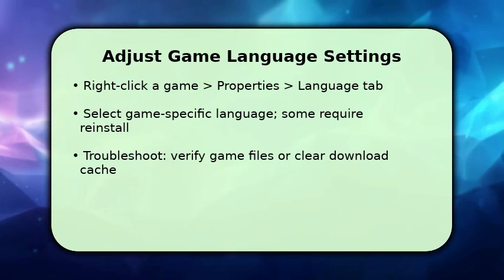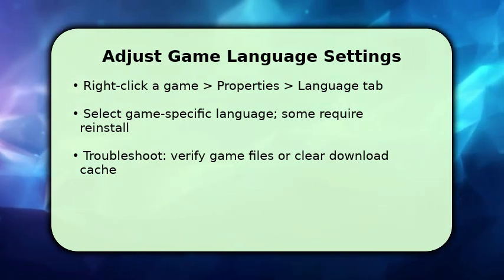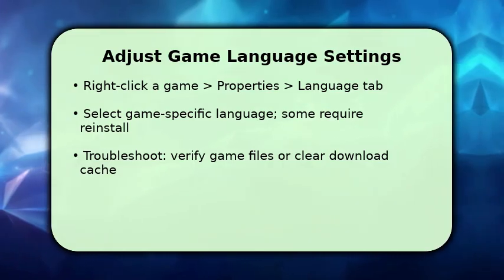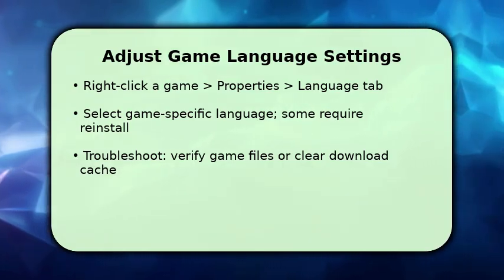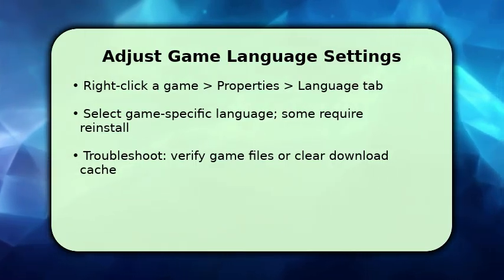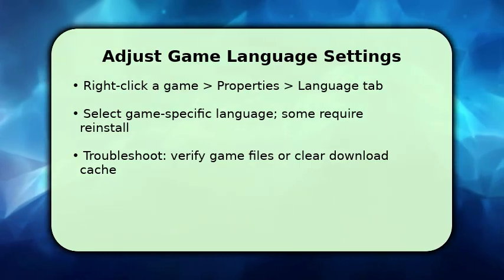You finish by setting individual game languages. Right-click a game in your library, open Properties, then the Language tab and choose the language for that title. Some games download extra language packs or require a small reinstall, so be prepared to let Steam fetch files. This ensures in-game text and audio match your selection.